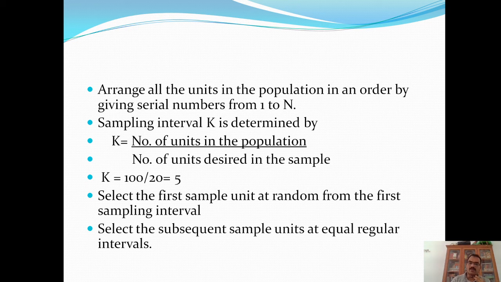Then select the first sample unit at random from the first sampling interval. We have already arranged the population units from 1 to 100. From the first interval, that means from 1 to 5, select one unit at random. Suppose the selected item is 4. If the selected item is 4, the next item will be 4 plus 5, since the interval is 5. The ninth item will be selected, and the next item will be 9 plus 5, that is the 14th item, and so on. Select the subsequent sample units at equal regular intervals.